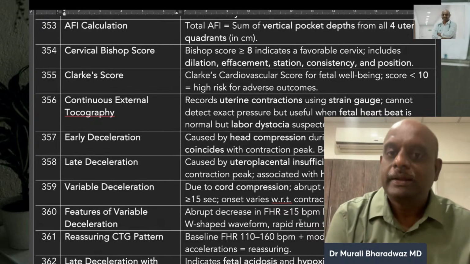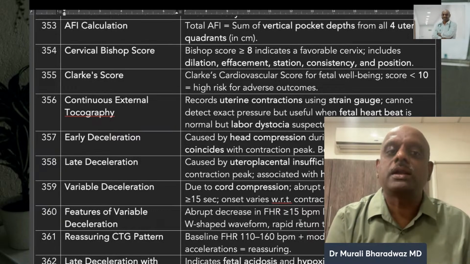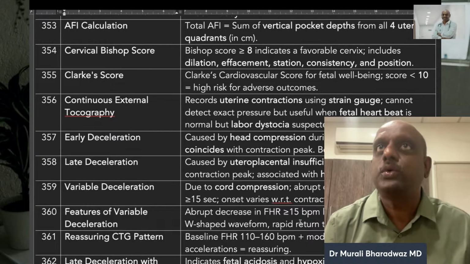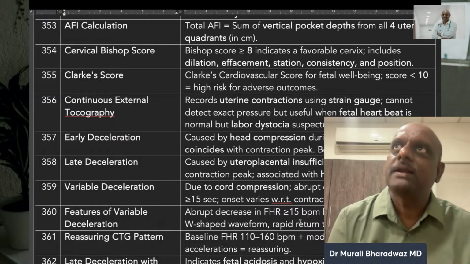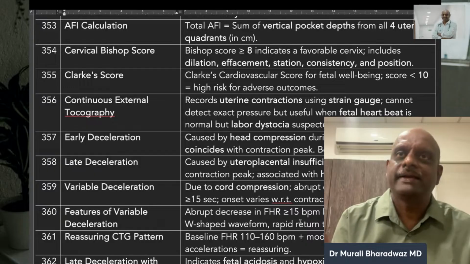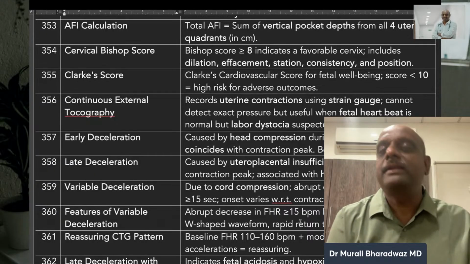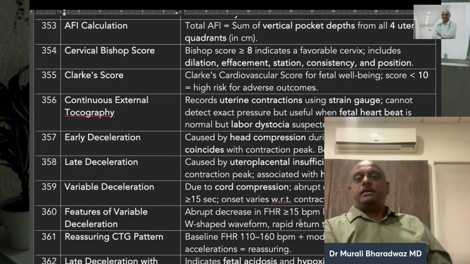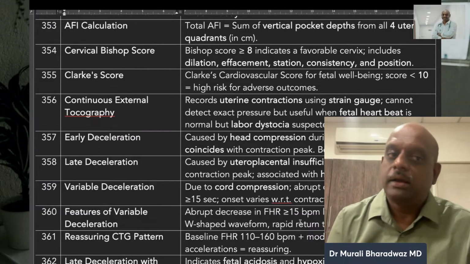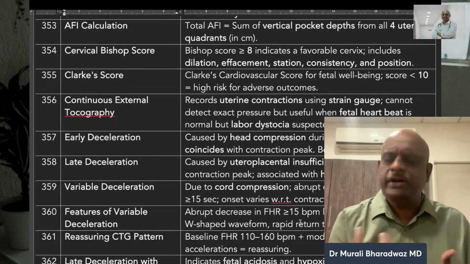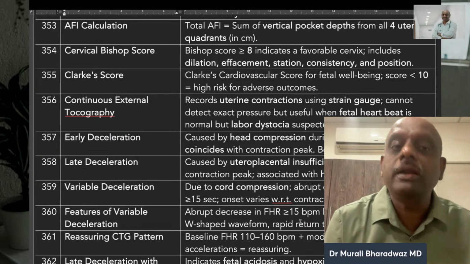Now, there is another score called the Clark score. The Clark is a cardiovascular score to know the fetal well-being, fetal heart rate, and how the heart rate is accelerating or decelerating, etc. A score less than 10 is evidence of adverse outcome, is what you need to remember. Right? Now, whenever you are doing fetal heart rate monitoring with every uterine contraction, what is that called?